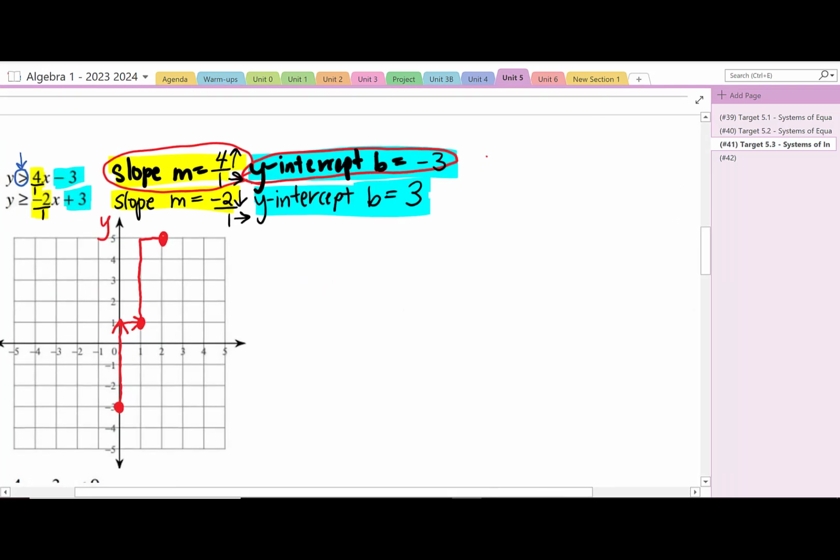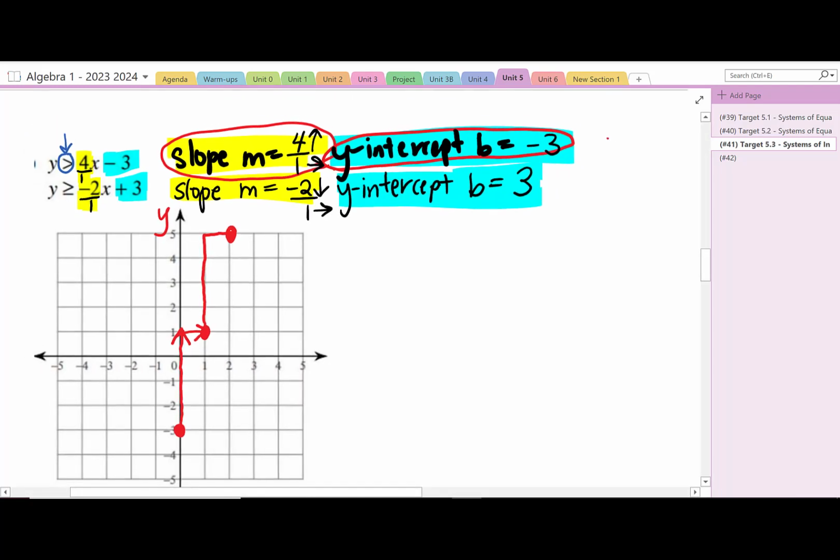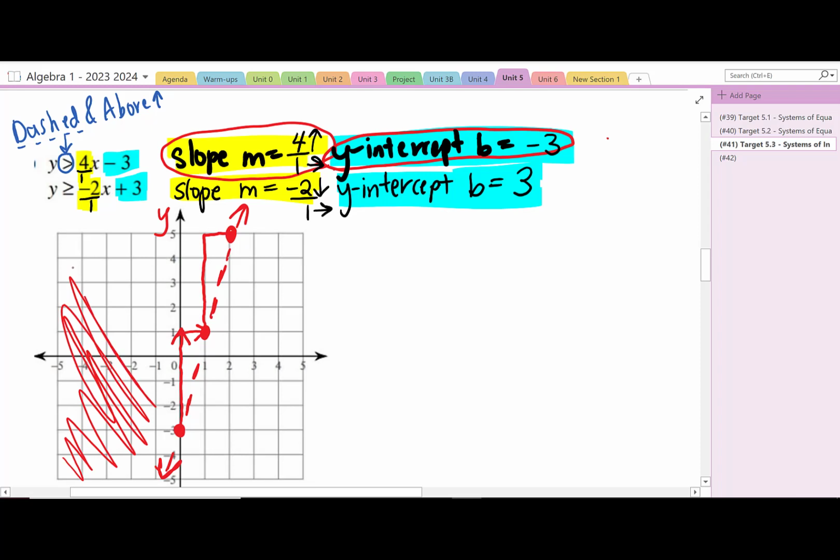So let me go back to the graph. So I'm going to put here dashed and above. So the line is dashed, la línea es dashed. And we need to color above the line. Necesitamos pintar arriba de la línea. So that would mean on this side.